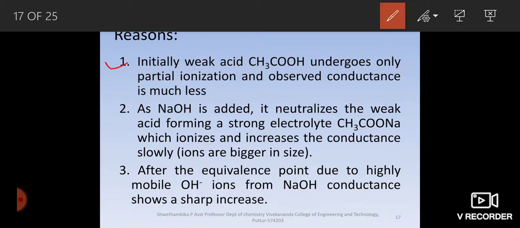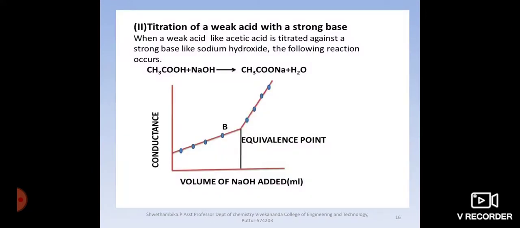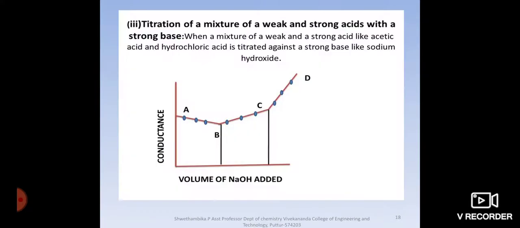So first step, the initial weak acid undergoes partial ionization, so the observed conductance is less. Then as neutralization proceeds, a strong electrolyte, sodium acetate, is formed, which ionizes and increases the conductance slowly because the ions are bigger in size. And after the equivalence point, due to highly mobile OH- ions from NaOH, conductance would show a sharp increase. So here also, if it is asked in the exam, you must be in a position to give an example, write the equation, draw the graph and quote the reasons.